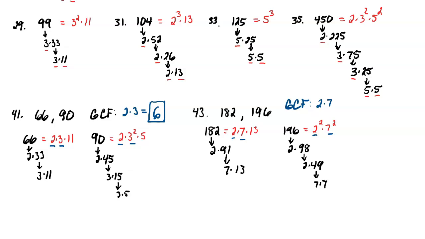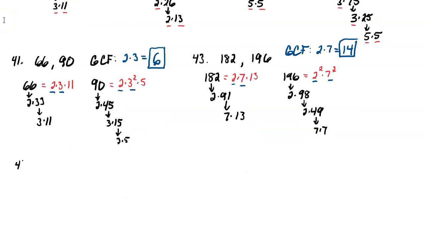I mean, you can't divide 182 by 7 to the second power. 182 doesn't divide by 49, right? But it does divide by 7, only a single 7. And so our greatest common factor is 2 times 7, which is the number 14.